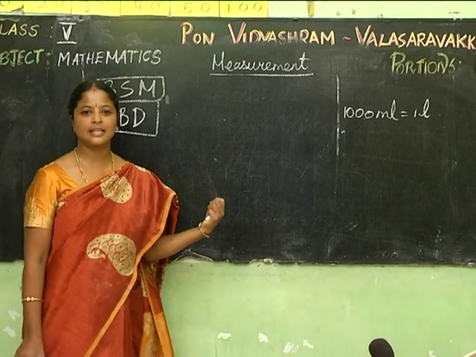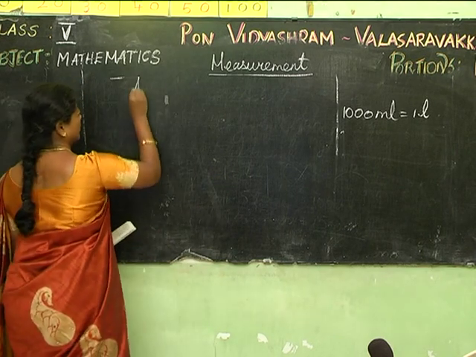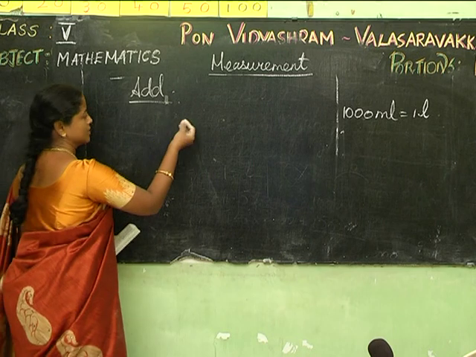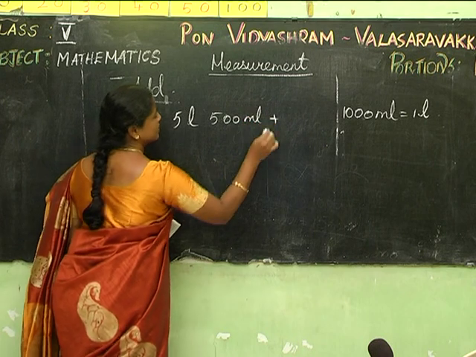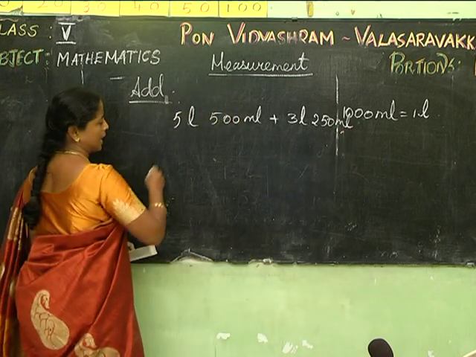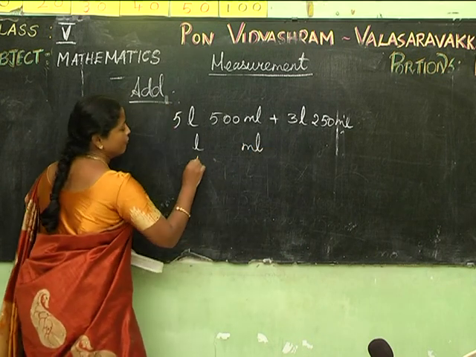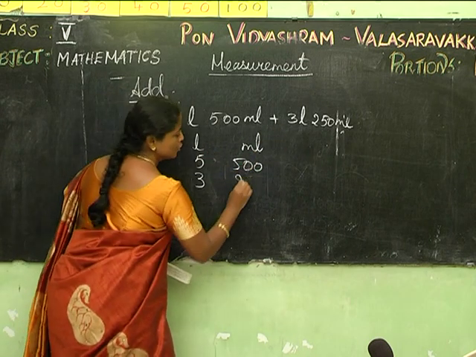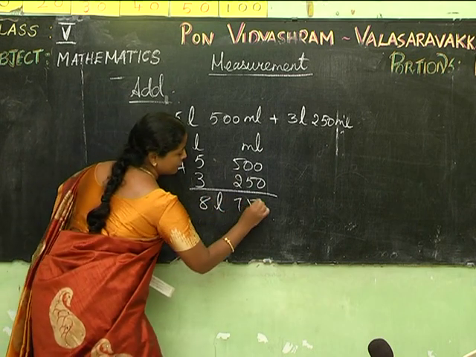Okay. Now we shall see addition and subtraction of measurements. Addition. If I am going to add 2 capacities, for example 5 liter 500 ml plus 3 liters 250 ml, how will I add them? I can write it as liter, milliliter, 5 under the liter and 500 under the ml, and same way 3 and 250. Now add them. It is 8 liter 750 ml.